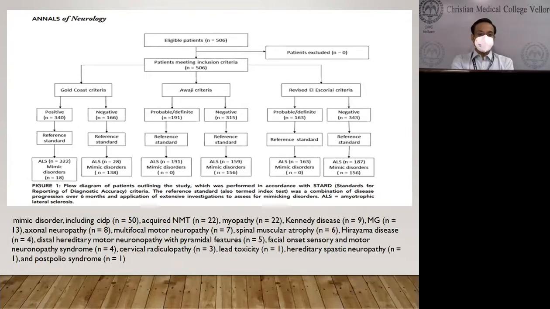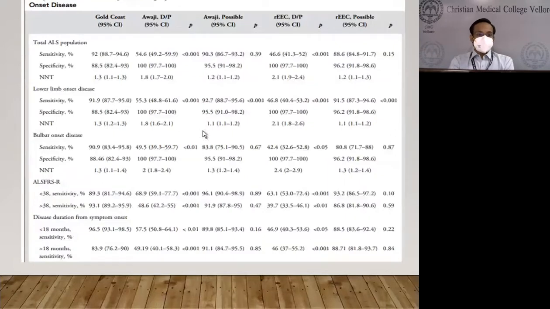So CIDPs, acquired neuromyotonia, myopathies, Kennedy disease. These were the mimics which were initially considered as ALS in the initial registry. And then they looked at the specificity and sensitivity of the criteria in this prospective study, and they found very good sensitivity and specificity in all of them, irrespective of whether the onset of the disease was bulbar or spinal onset, and irrespective of the severity of the ALS, and irrespective of the disease duration also. So in all of these things, they found that this criteria was helpful in earlier recruitment of patients with ALS.